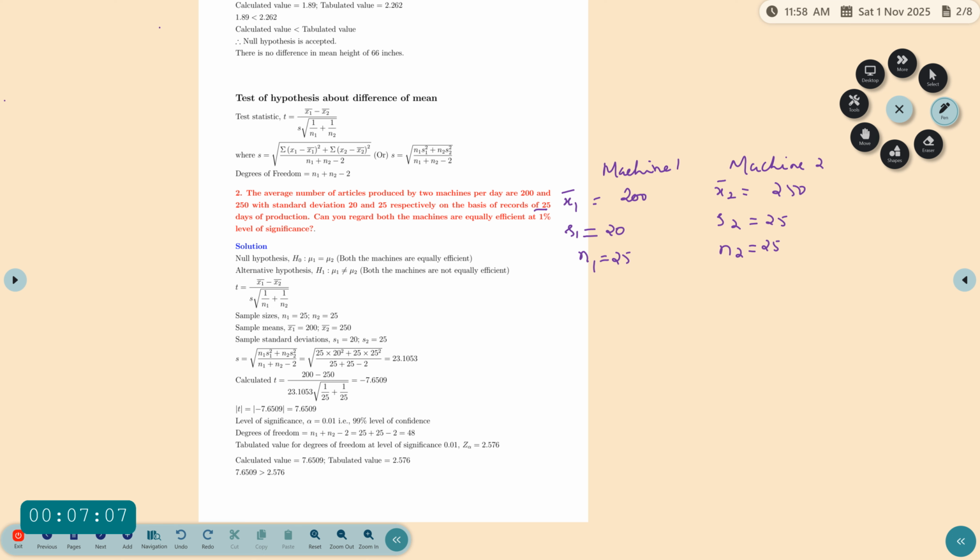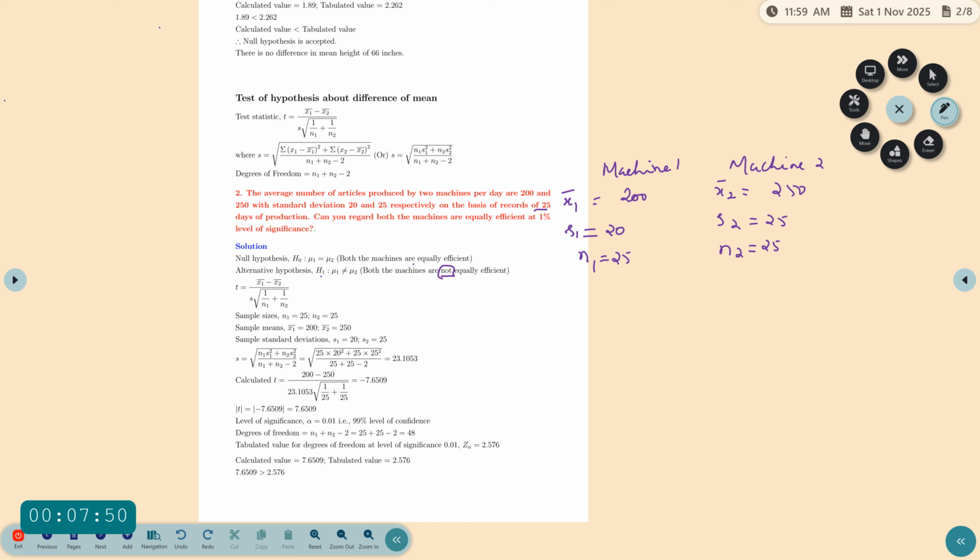So here the null hypothesis H naught is that both the machines are equally efficient. In notation we can write it as H naught: x1 bar is equal to x2 bar, or H naught: mu1 equals mu2, where mu1 is the population mean from which the sample is taken, and mu2 is the other population mean. This also we can have as notation. And the alternative hypothesis is entirely the opposite of the null hypothesis. H1: mu1 is not equal to mu2. This means both the machines are not equally efficient.